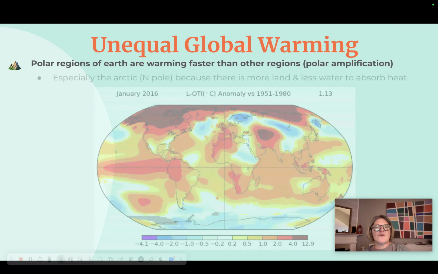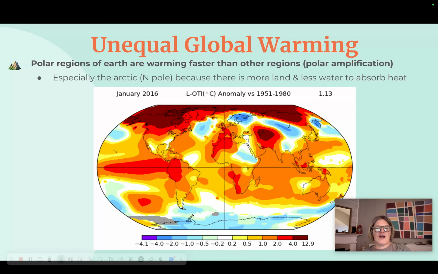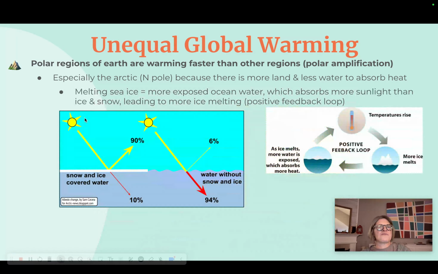There's also unequal global warming. This graphic shows you who is being impacted most by global warming, what areas of the world. The Arctic region, the North Pole, is especially susceptible to climate change because all of that ice there is going to be melting, and because there's more land in the Arctic and less water to absorb the heat. So that is a real problem there.